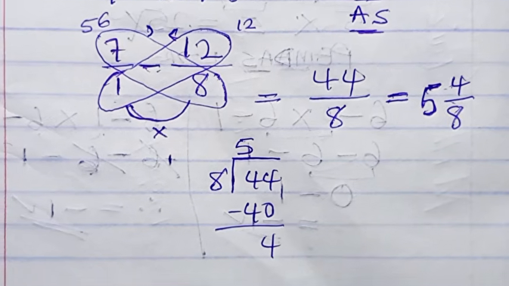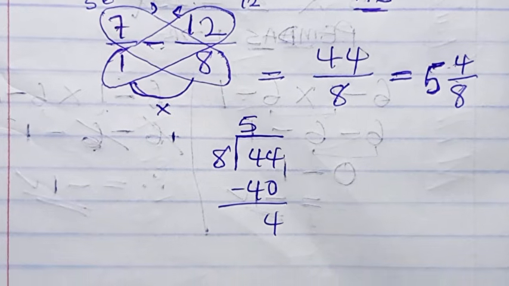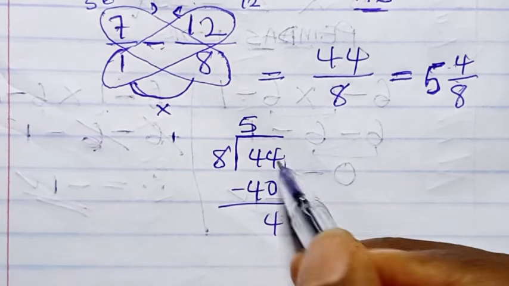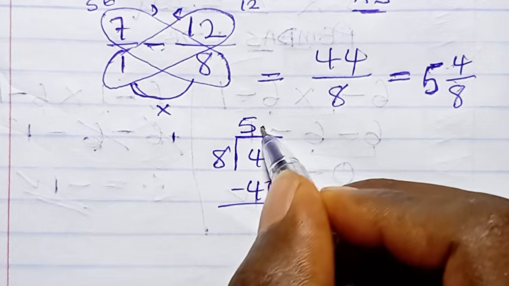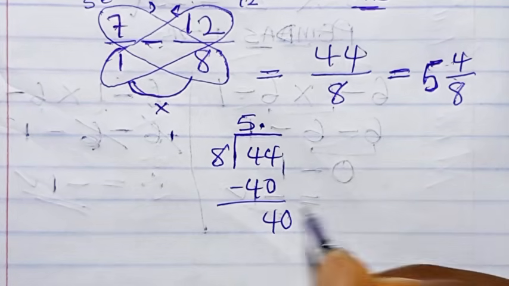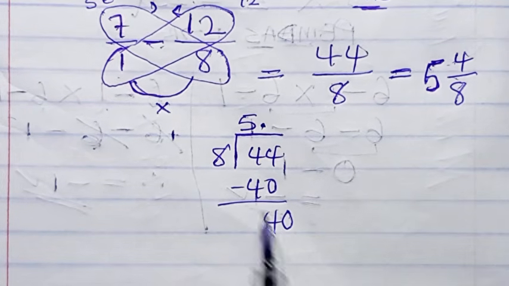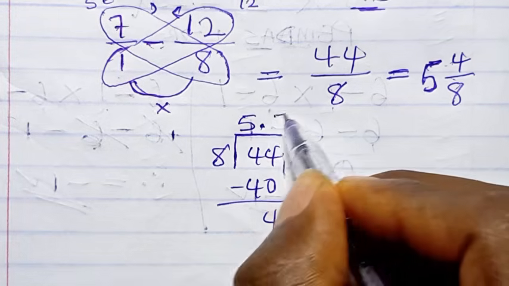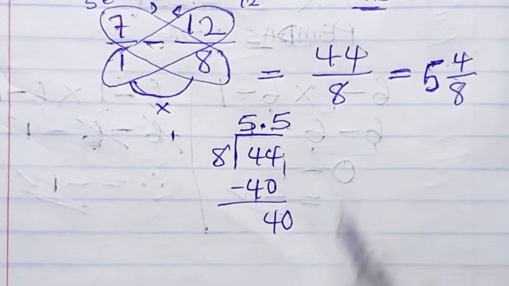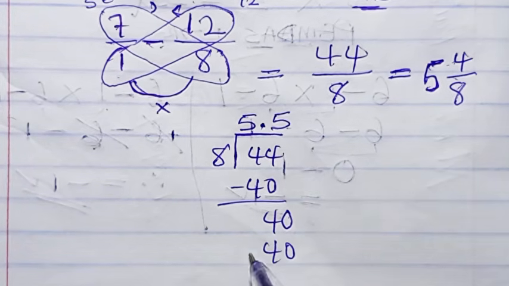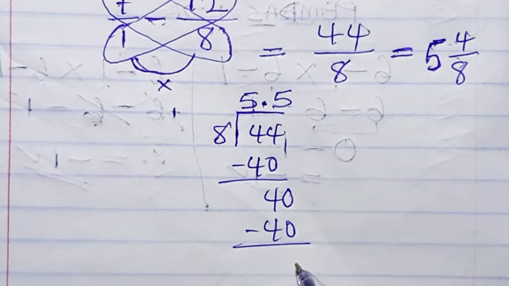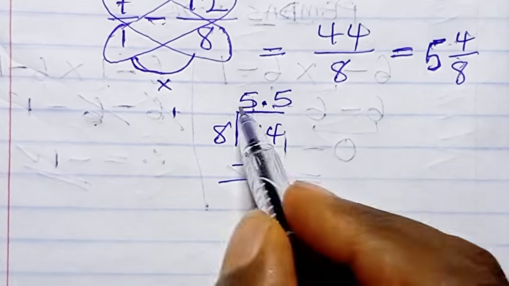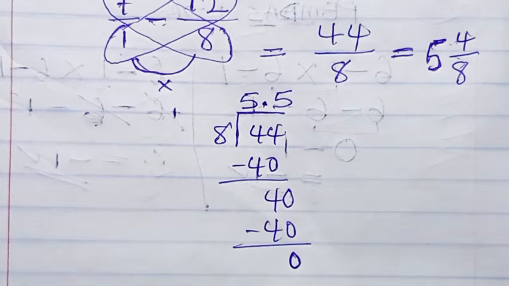Right? Now 8 cannot divide 4, right? So we put a point here and add 0. 8 will go into 40 how many times? 5 times. 5 times 8 gives us 40. So 40 minus 40 is going to give us 0. And this is our answer. This is the decimal answer.